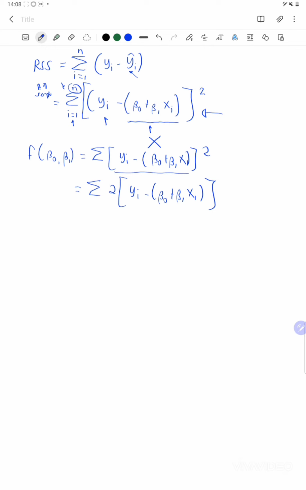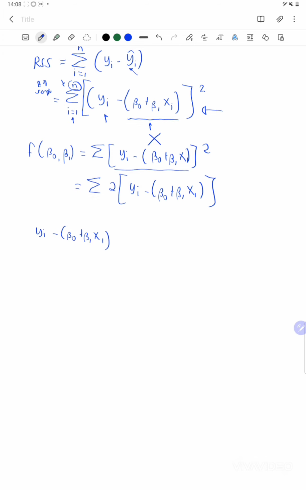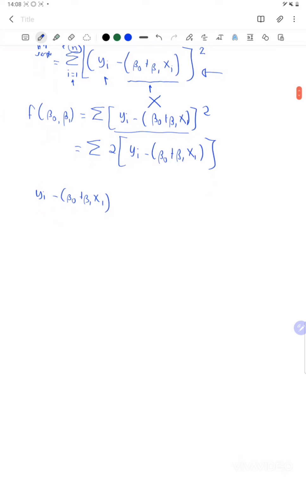So let's have a separate function here: yi minus b0 plus b1 x1. We will treat this as constant, this as constant. What's the derivative of a constant? It is 0. This one is our variable. For example, what's the derivative of x? It's 1. So what's the derivative of this one? It's 1. What's the derivative of this? This is a constant, so it's 0. So the derivative is -1.